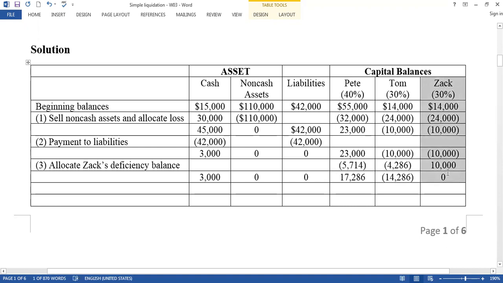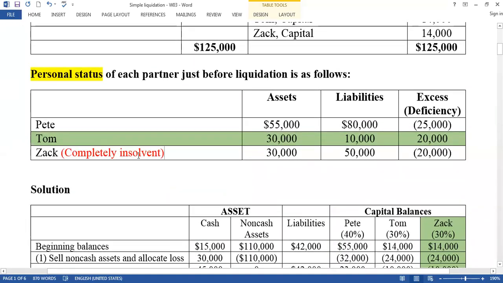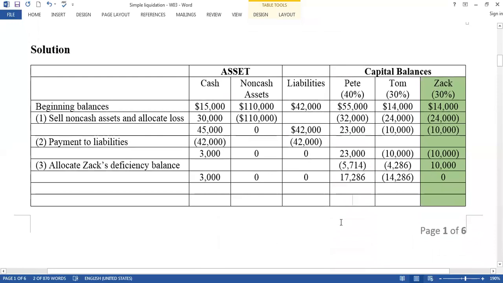So why do we close Jack first? Try to understand. Because Jack is completely insolvent. Jack does not have any ability to bring cash from his personal asset. So we close him from the very beginning. Clear? Now try to compare P and T.